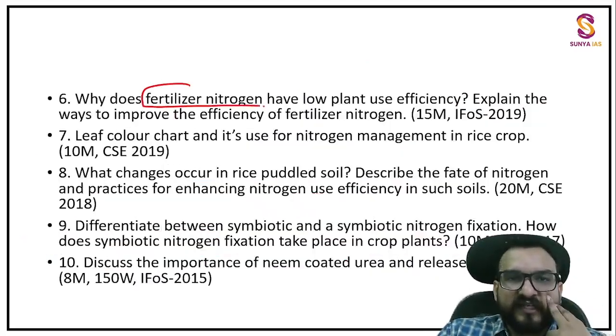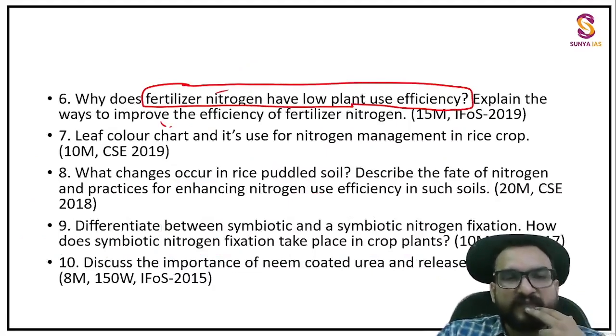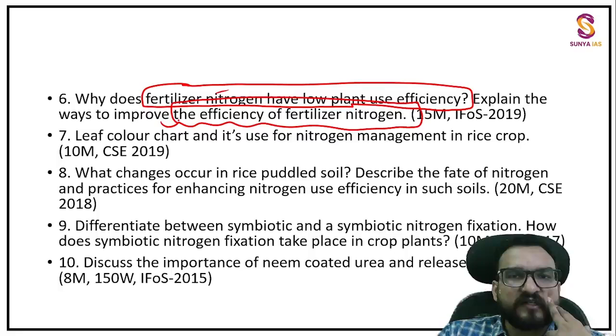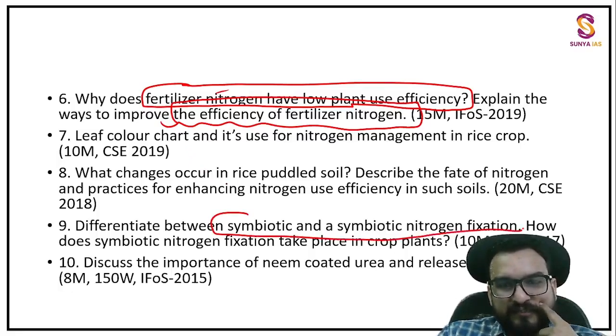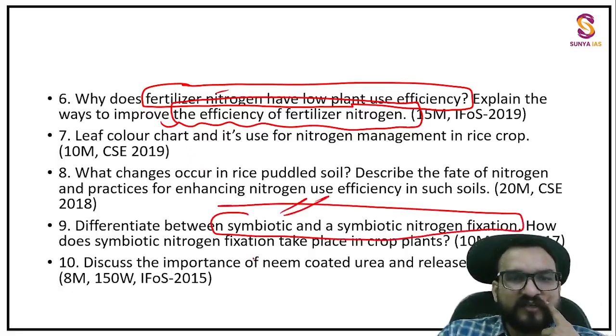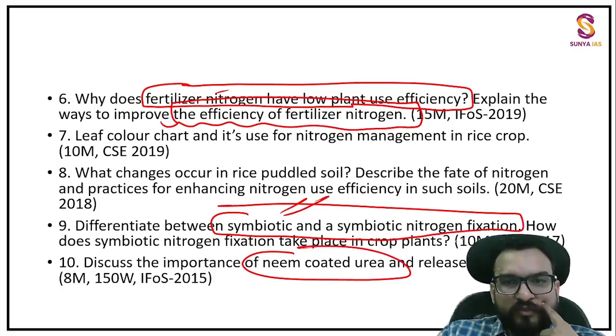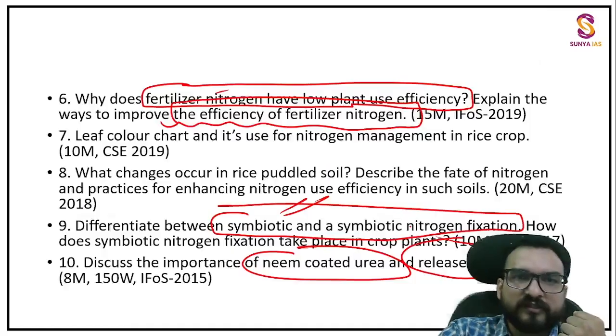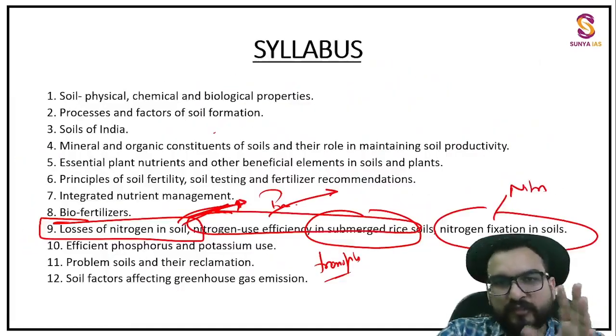Then why do fertilizer nitrogen have low plant use efficiency? You are seeing over here. Explain the ways to improve the efficiency of fertilizer nitrogen. Again, they are asking the same thing, right? Symbiotic and asymbiotic nitrogen fixation they have asked. Again, neem coated urea and release of nitrogen. This I will be telling you. So you are understanding overall.